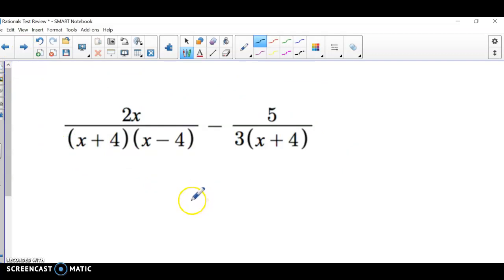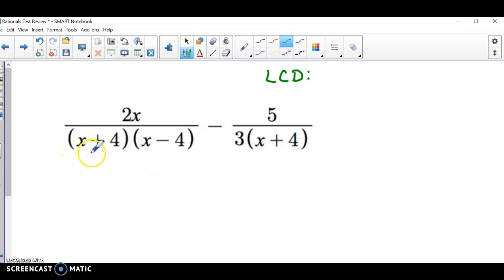All right, let's look at another one that's similar to that. Now we're going to look at a subtraction problem. And let's see. The first thing I need to do is find my least common denominator. And notice my denominators are already factored for me, so that's really nice. I don't have to do any factoring or taking out a greatest common factor. I can just look at these and see, okay, this one, my denominator is x plus 4.